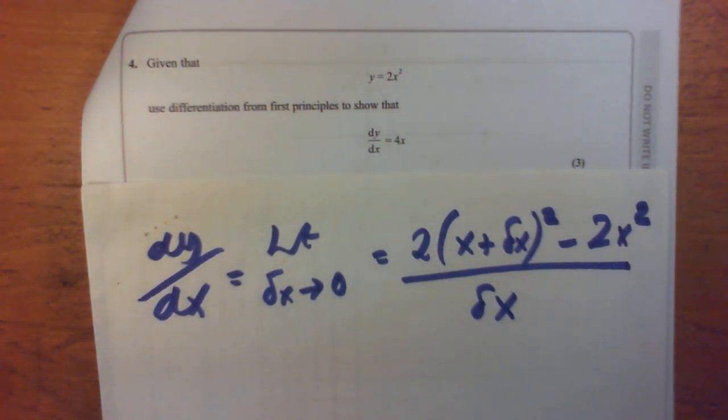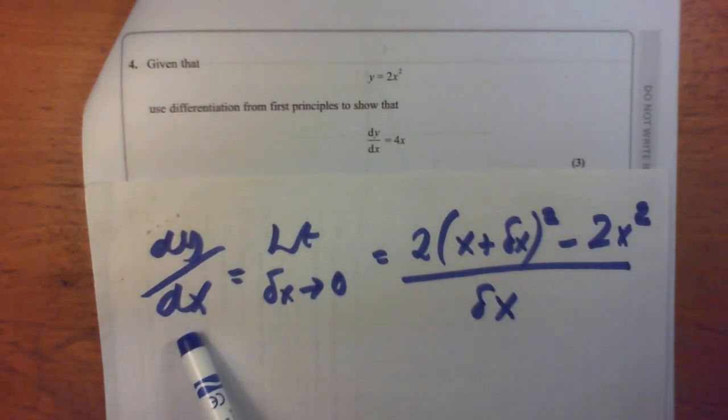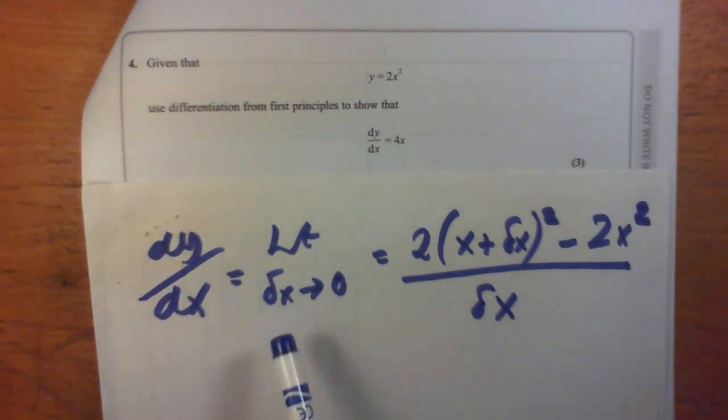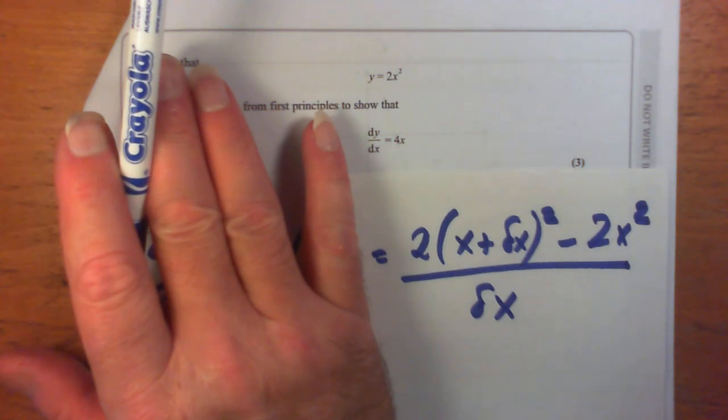So the first thing to note here is that dy by dx has to be mentioned somewhere. A lot of people just left that out. And also this idea of the limit: if you just write this down without it, then you're going to lose marks.